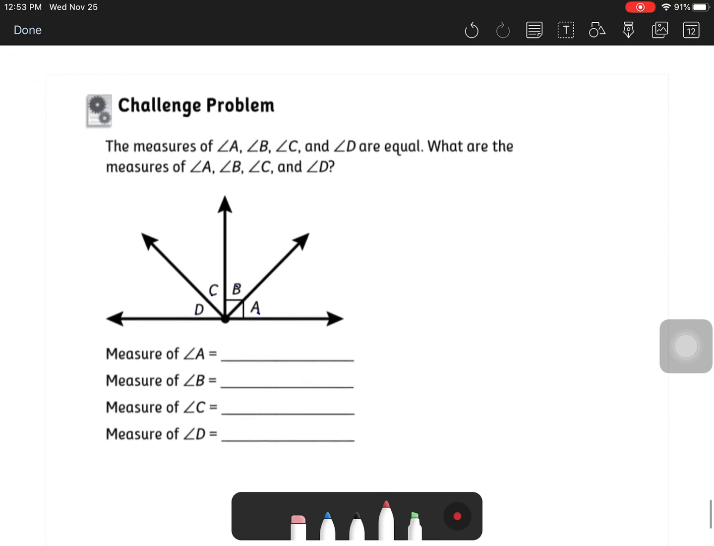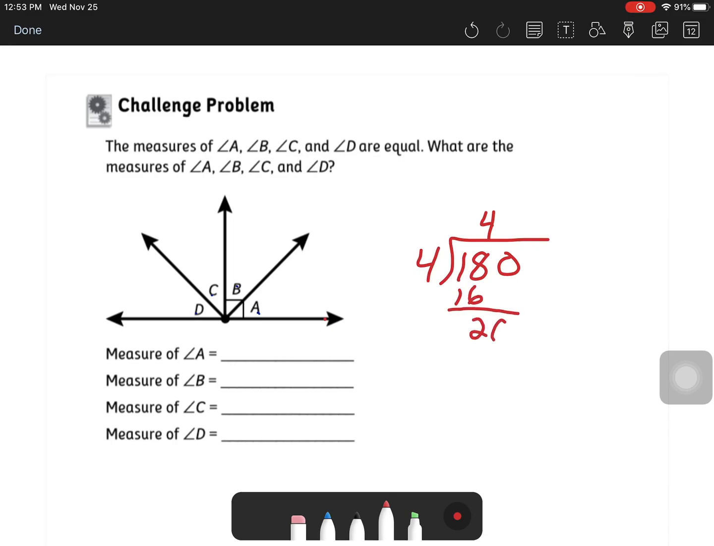Okay, last one, challenge problem. It says the measures of A, B, C, and D are equal. So what would their measures have to be? Well, if you look, a straight line is 180 degrees. So basically we have 180 degrees and we're dividing it by 4 equal angles. And if we divide that out, 4 goes into 18 4 times, and that's 16, and if I subtract, I get 20. So they're each going to have to be 45 degrees.